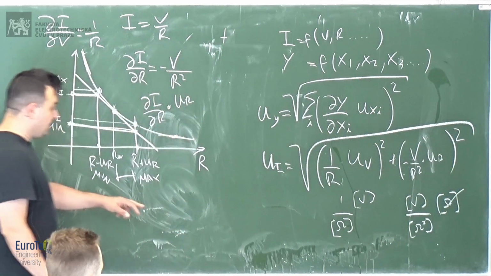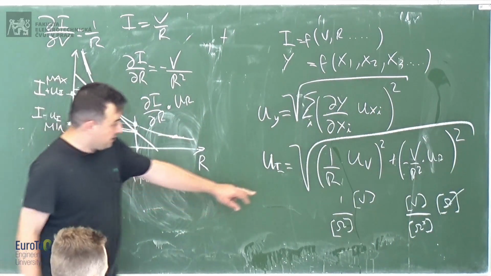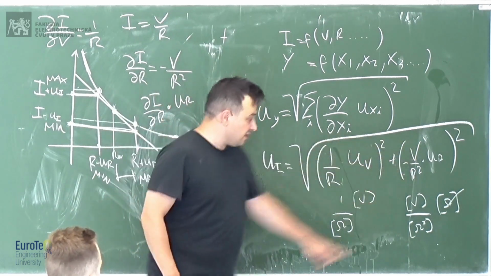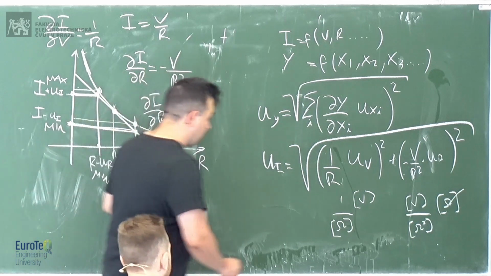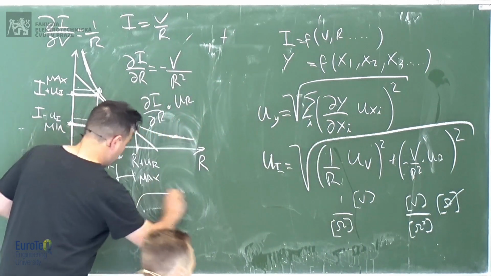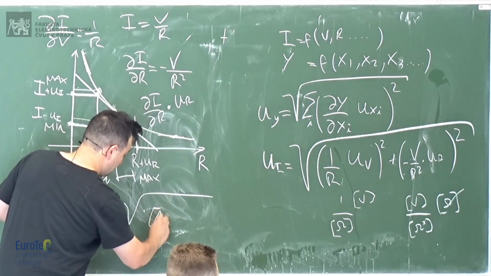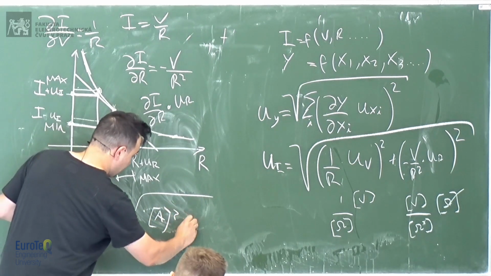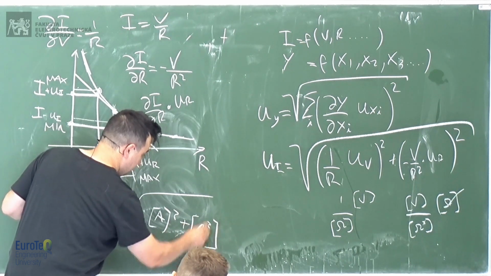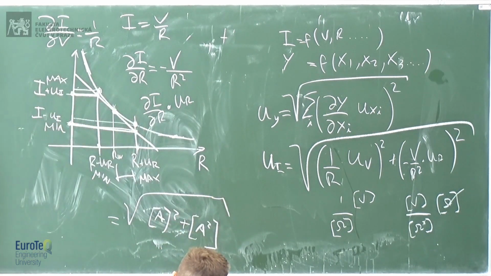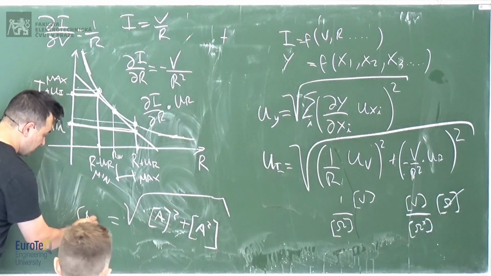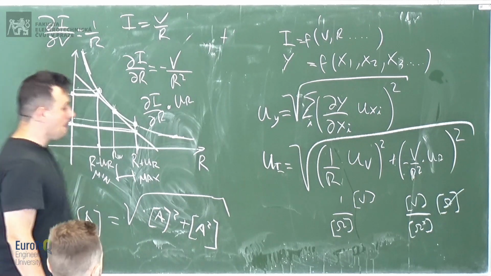But that means that you have ampere squared plus ampere squared, rooted. So it cancels. I can write it here: ampere squared plus ampere squared. And this gives you, at the end of the day, amps. So it makes sense.